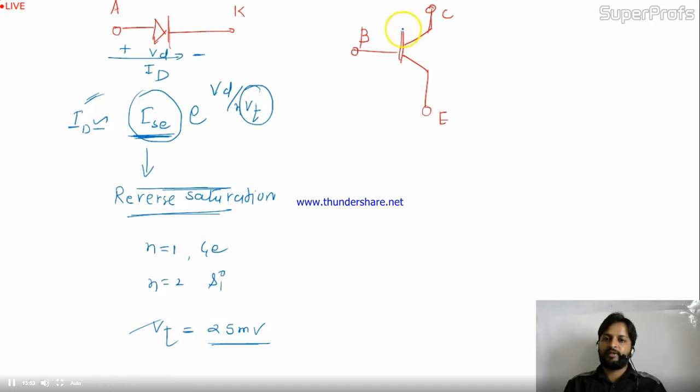But if we talk about the transistor circuit, here the current is IC, and your IC will be the saturation current multiplied by e to the power VBE divided by VT, where VBE is this one.